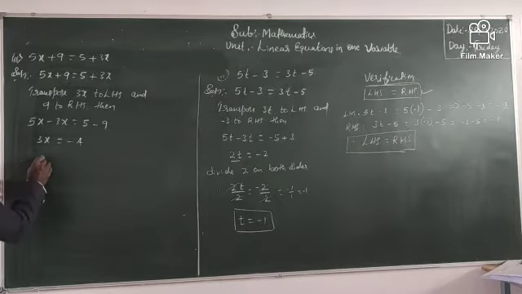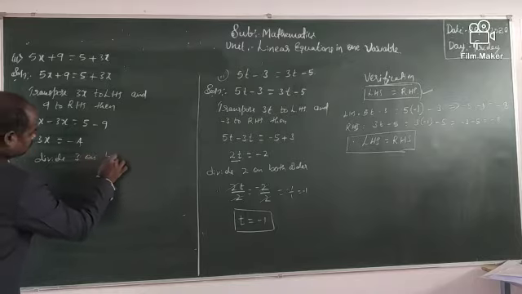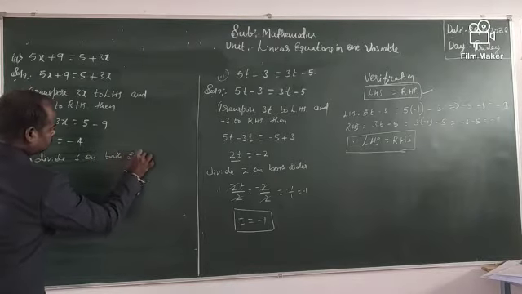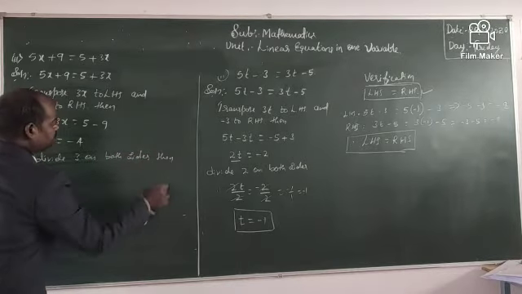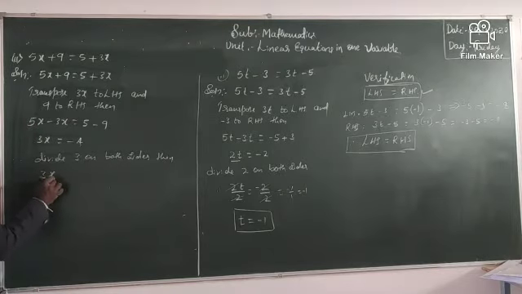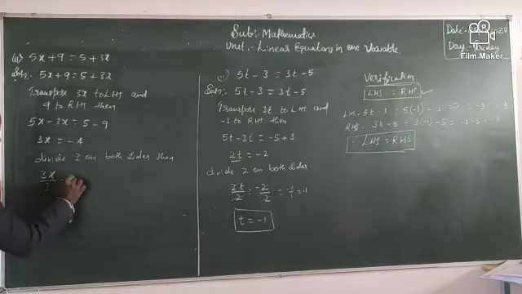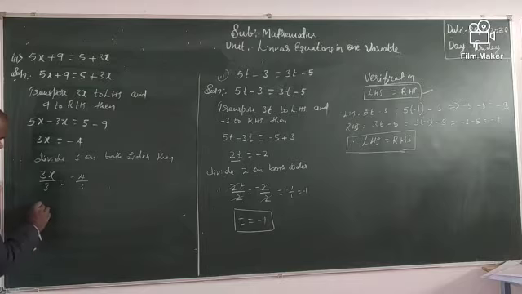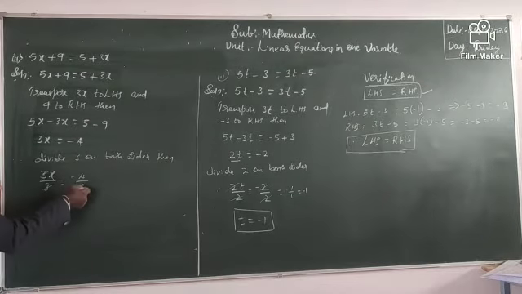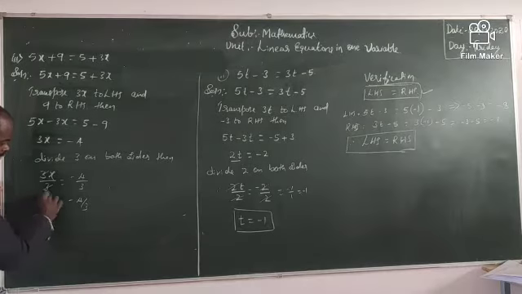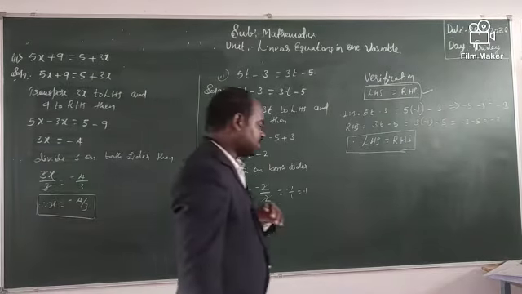Next, here we have to cancel the term 3. Therefore, divide 3 on both sides. Then 3x by 3 is equal to minus 4 by 3. Therefore, 3 gets cancelled. These two cannot be cancelled. So write x equal to minus 4 by 3. Understand, children?